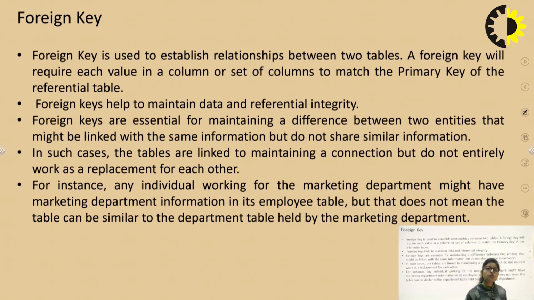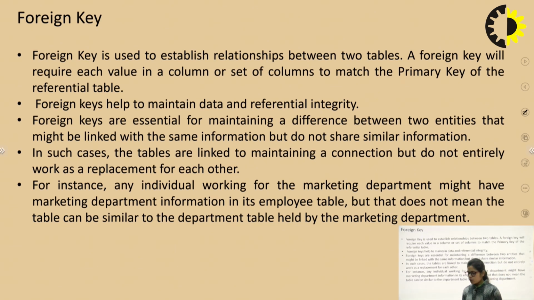Foreign keys are essential for maintaining a distinction between two entities that might be linked with the same information but do not share similar information. In such cases, tables are linked to maintain a connection but do not entirely work as a replacement for each other. For instance, an individual working in the marketing department might have marketing department information in the employee table, but that does not mean the table is the same as the department table held by the marketing department.